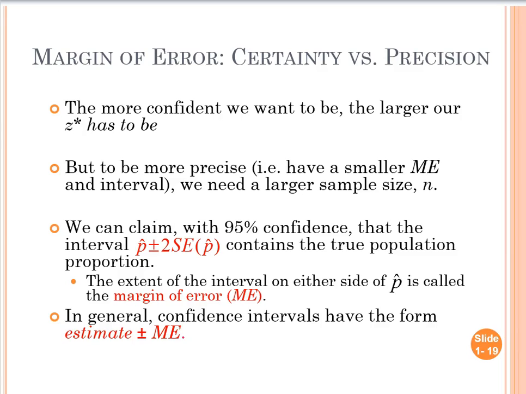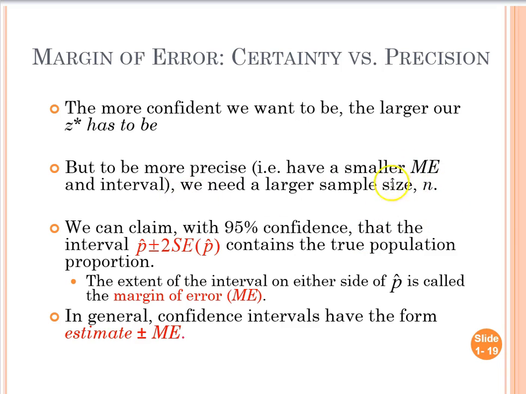In this video, I'm going to go over the margin of error and how it can be used to calculate the sample size when we want to determine a precise range. Remember that there's a trade-off between certainty and precision. The more confident we want to be, the larger our z-value is going to be, and so our range is going to be larger. If we want to be more precise, that is, have a smaller interval or a smaller margin of error, we need a larger sample size.